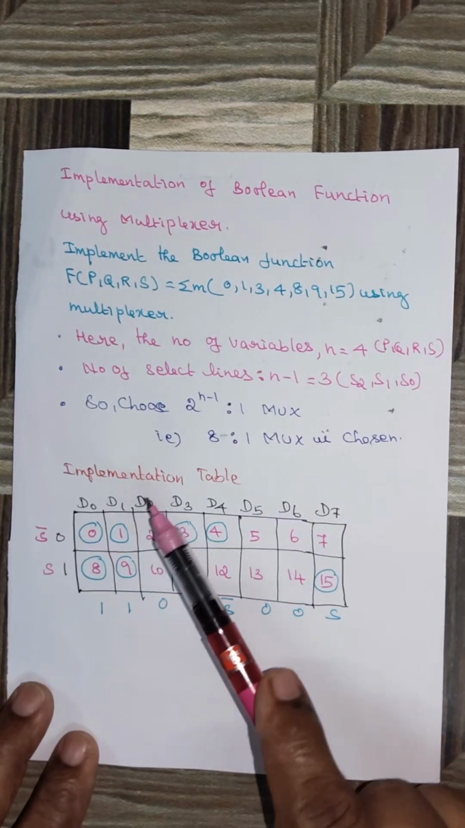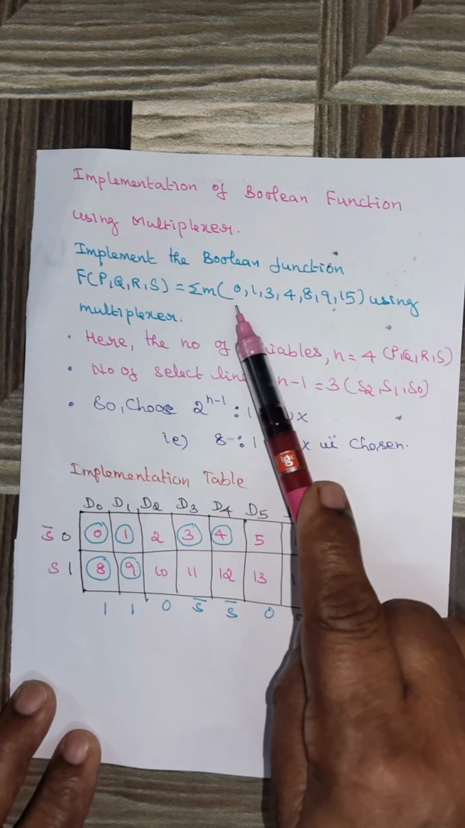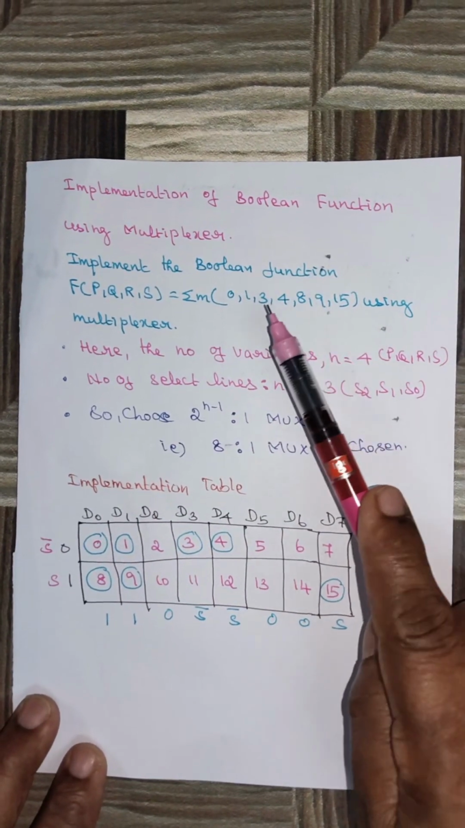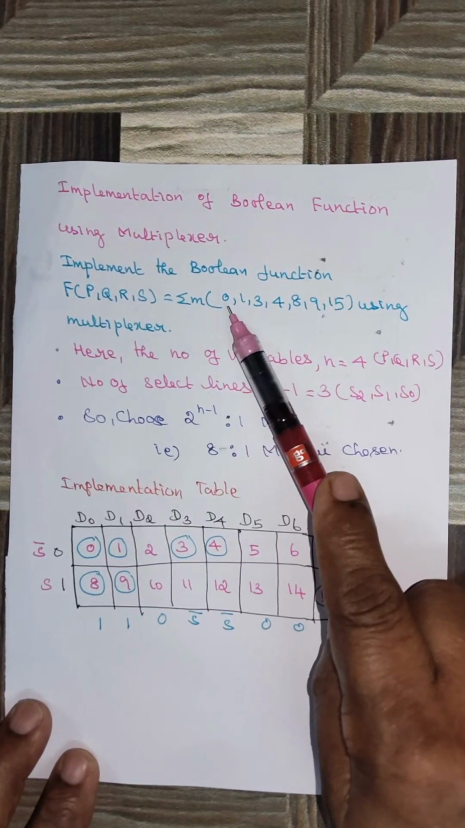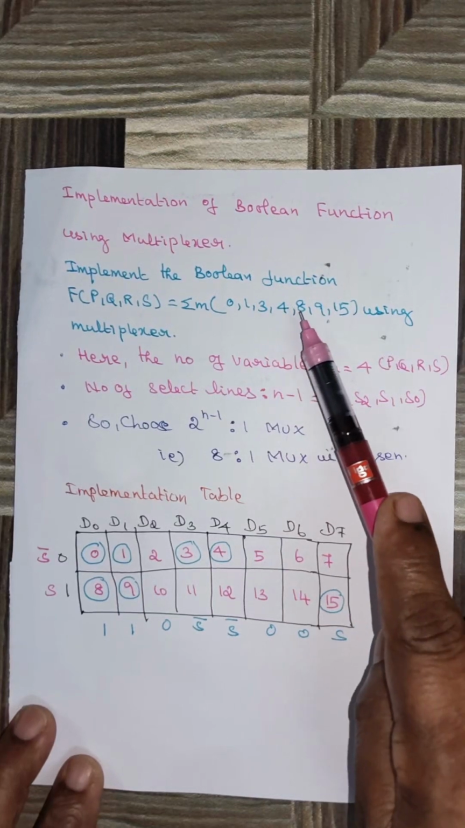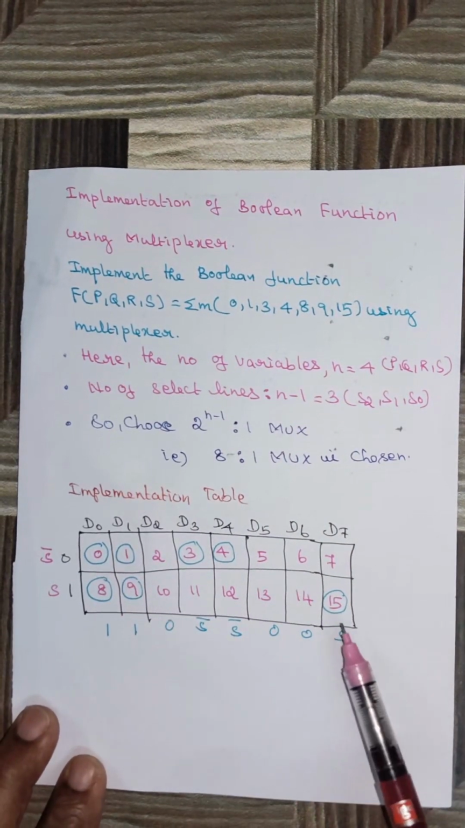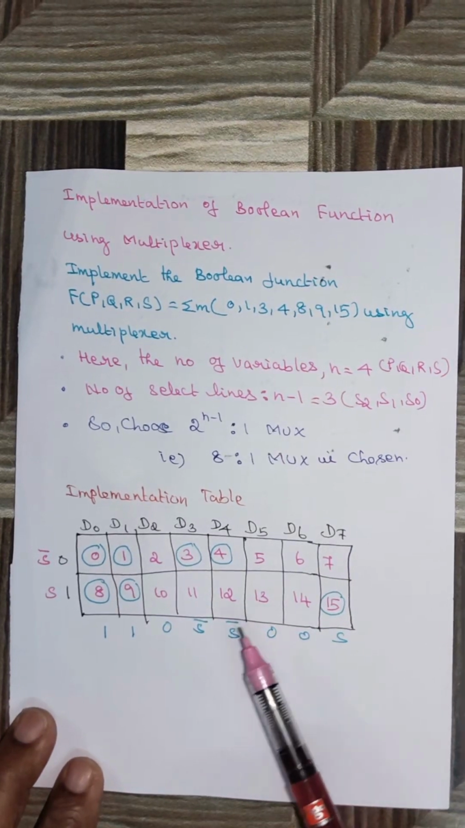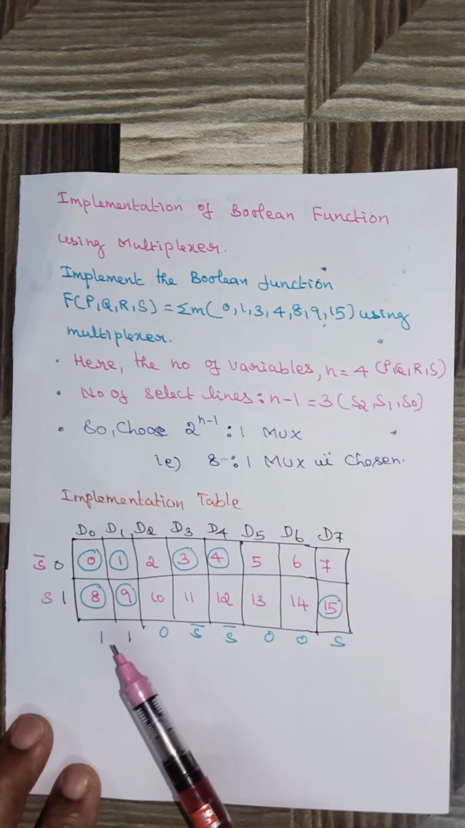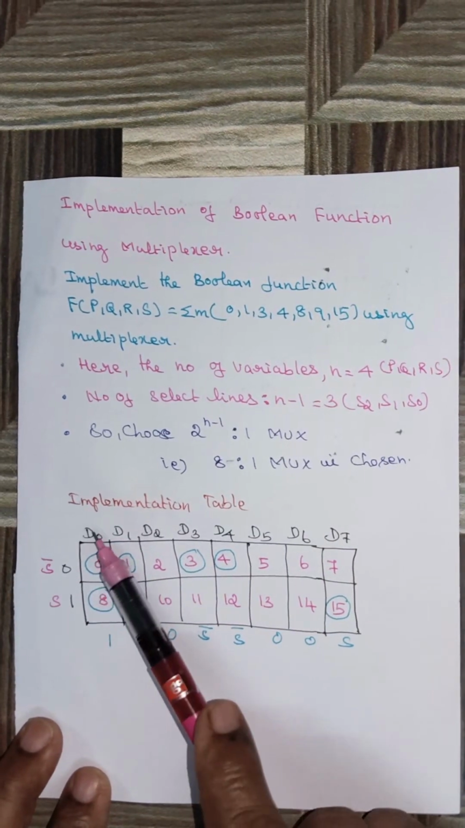Next we have to circle the minterms which are available in the given Boolean function. So here the available minterms are 0, 1, 3, 4, 8, 9 and 15. We have to circle all the minterms which are present in the Boolean function. Next we have to find the value of the data input.